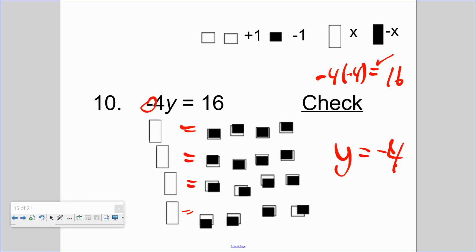In our next video, we are actually going to be solving it algebraically using isolate the variable and inverse operation.